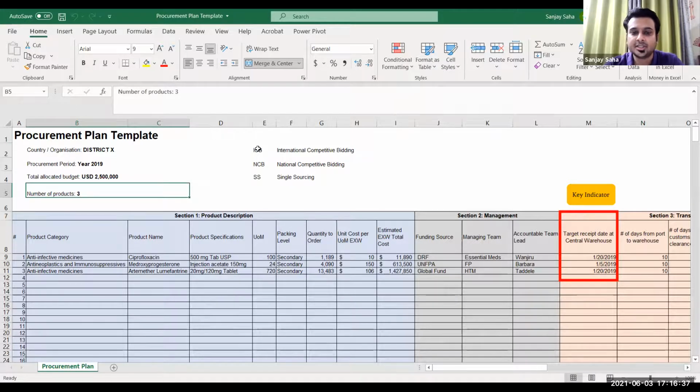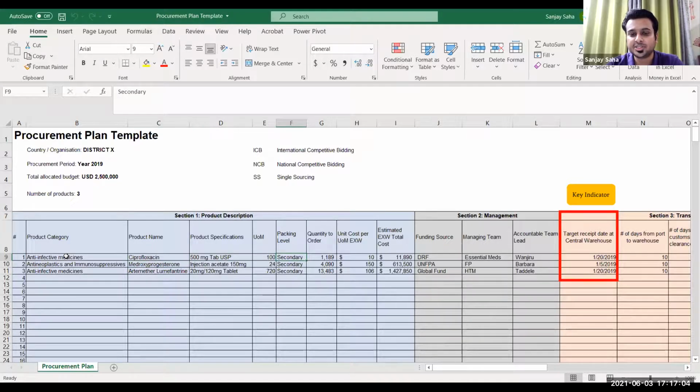Okay, here there are some codes written. ICB is International Competitive Bidding. National bidding, single sourcing. Single sourcing means when you only have one supplier for a product, and it's mostly in the case of patented products. You only have one supplier. You can't do anything else. I'm taking examples of 3 products. You remember ciprofloxacin, medroxyprogesterone, artemether lumefantrine. We used the 3 products in the forecasting exercise as well.